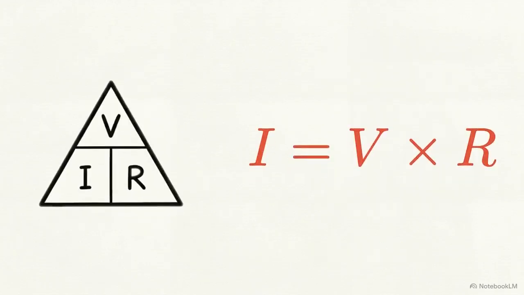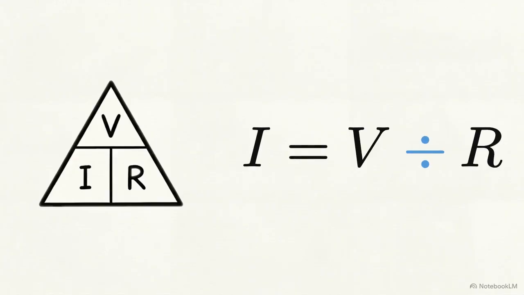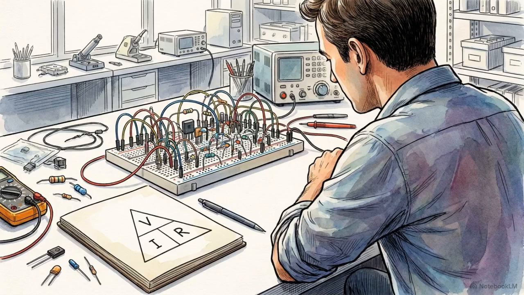A common operational mistake when calculating current is multiplying the voltage and resistance together instead of dividing. Remember, I equals V divided by R. When you are working on a lab bench, visualizing that triangle in your head is the best defense against making that error.